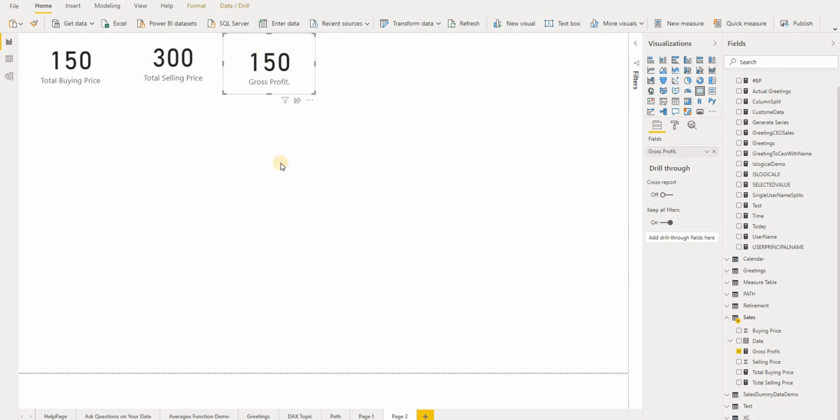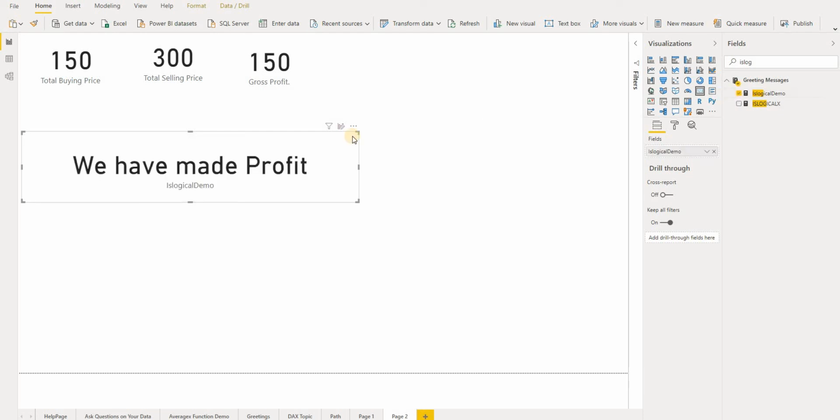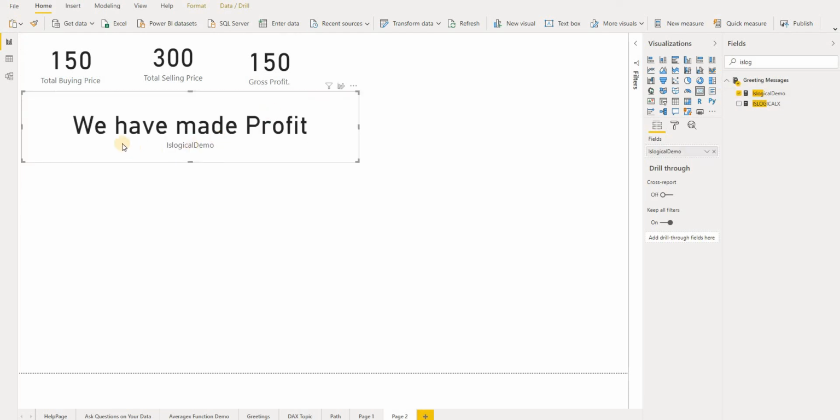Now we're going to bring in our function, which we have used, ISLOGICAL. If you cannot find it, sometimes you can just do a quick search here and then bring it in. This is what we just calculated, the ISLOGICAL demo. You want to bring a card, and this card will give us the message whether we have made a profit or not. We are expecting that we have made a profit, because the total selling price is greater than the total buying price. So let's bring that there. Okay, there we go. That's a logical result, we have made the profit.